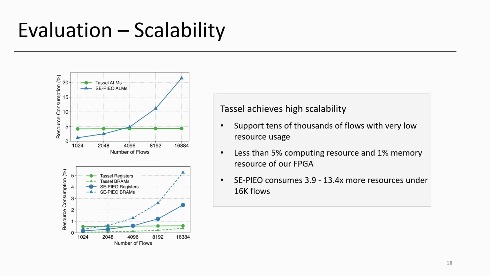Meanwhile, Tesla achieves high scalability. As shown in the figures, Tesla shows very low resource usage. Even when supporting 16,000 flows, the computing resources used is less than 5% of our FPGA, while the memory resource is less than 1%. In comparison, Scenic and Pile consume 3 to 13 times more resources under 16,000 flows.